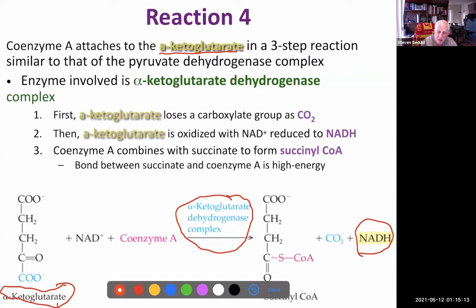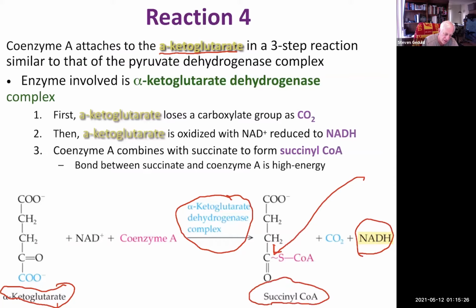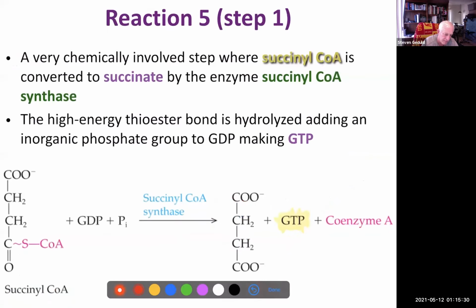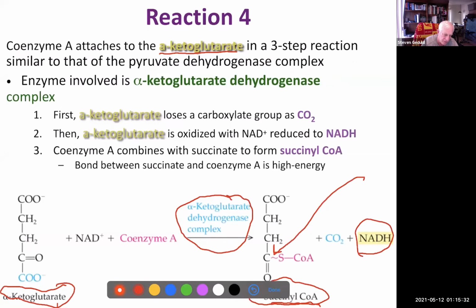Bonds between succinate and coenzyme A is a high energy bond. It's this bond right here, like a phosphorus bond. It's a high energy bond. We break it to produce energy to form things in the cell. And our product here is succinyl coenzyme A. So, oops, I did go too far. Reaction 4, here we go.